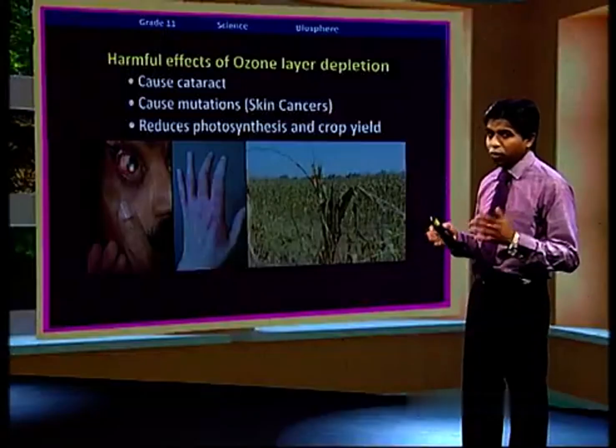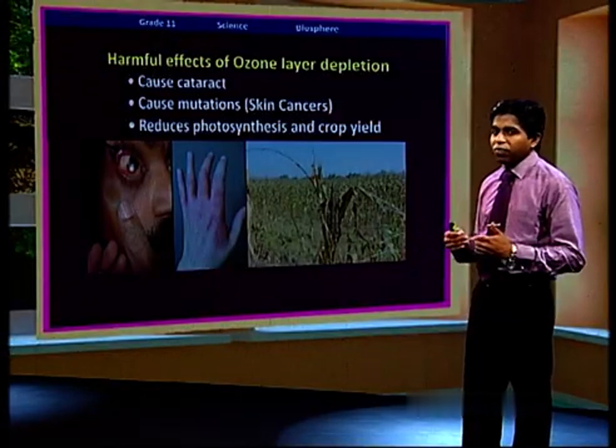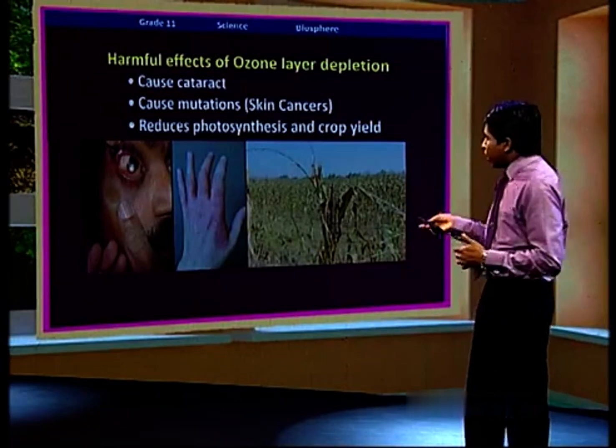In addition to that, this will reduce your immunity. Harmful UV rays can reduce your immunity, so the loss of immunity of the people. So these are the main harmful effects of ozone layer depletion: cataract, mutations or skin cancers, reduction of photosynthesis, and loss of the immunity of the people.